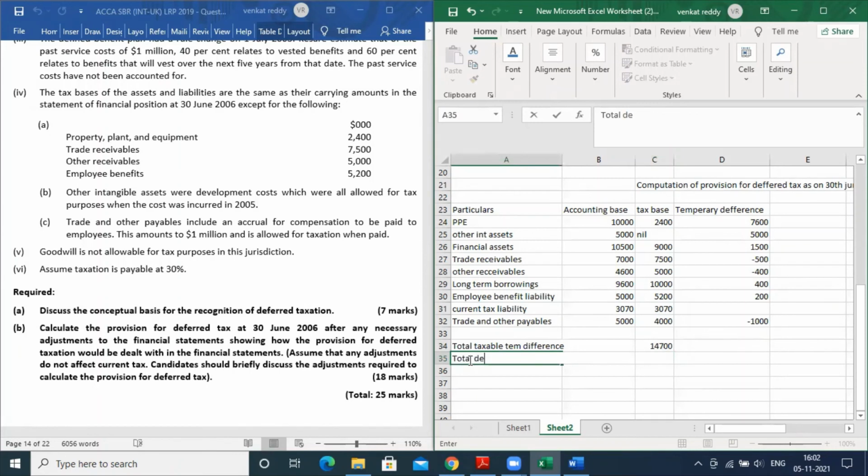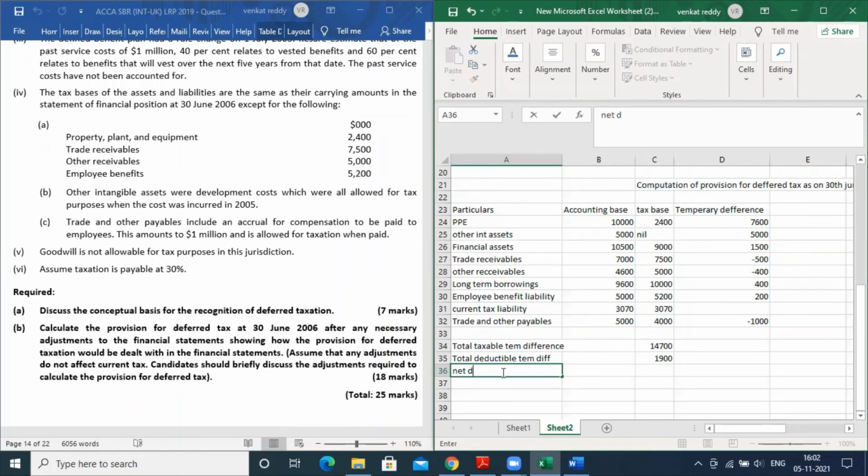Then the total deductible temporary difference. Let's put 400 plus 1,000, so the total deductible temporary difference is 1,900. So the net difference.